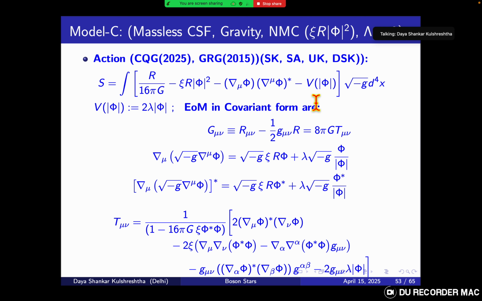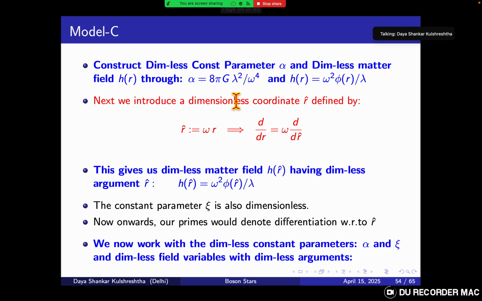So the variational principle gives you these 3 equations of motion, and you again construct a dimensionless constant parameter, which is only one, alpha, and a dimensionless field variable h. There is no vector field here, there is no U(1) gauge field here. So only h and alpha. Then you again make the argument of this field dimensionless, which is r hat. So this is the dimensionless field variable with dimensionless arguments.